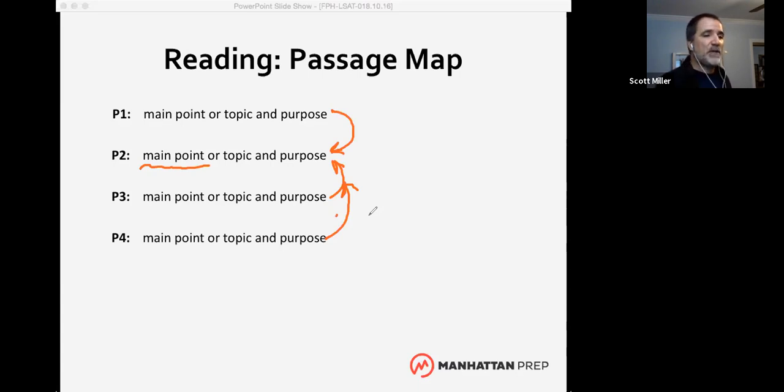And that's great because that means you don't have to try to memorize all the details in the passage. You don't have to feel like in this brief amount of time you have to read the passage, you have to remember every detail. All right.